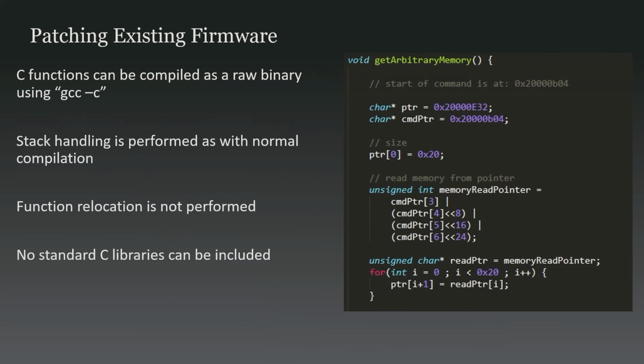In order to do this, all one needs to do is compile C functions using gcc -c. All this does is create an object file without any linking or relocation, but gives you raw assembly to work with, or rather raw machine code. Stack handling is still handled appropriately with pushes and pops, as any ARM code would. However, you would need to implement any C standard libraries yourself, so any memcpy, any string copies, and comparisons would need to be done by hand.